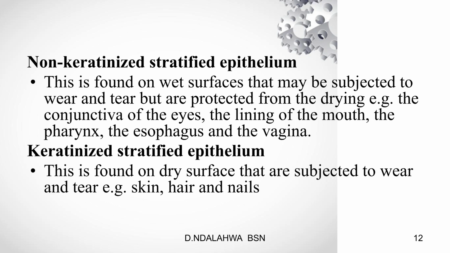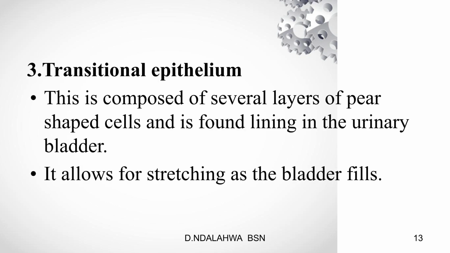Non-keratinized stratified epithelium is found on wet surfaces that are subjected to wear and tear but protected from drying, such as the lining of the mouth and vagina. Keratinized stratified epithelium is found on dry surfaces subject to wear and tear, like skin, hair, and nails. Transitional epithelium is composed of several layers of pear-shaped cells and lines the urinary bladder. It allows for stretching as the bladder fills.